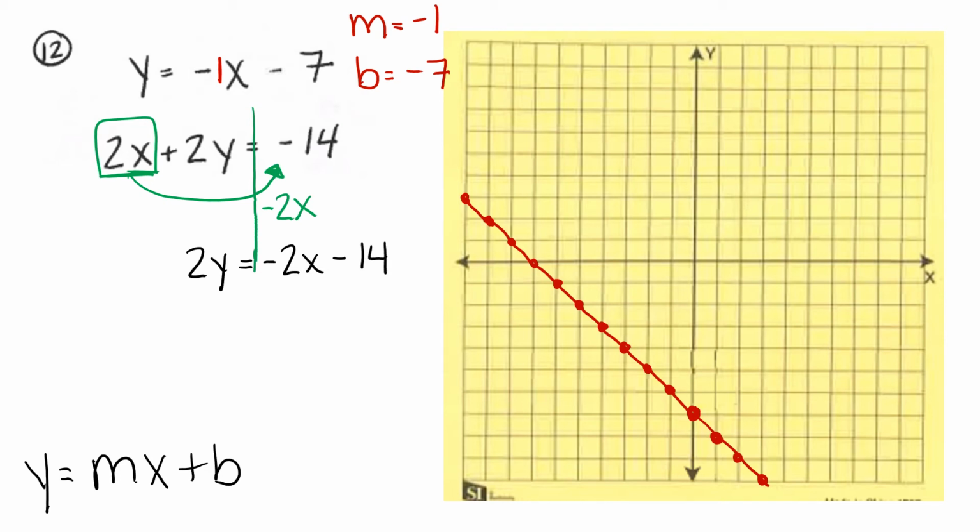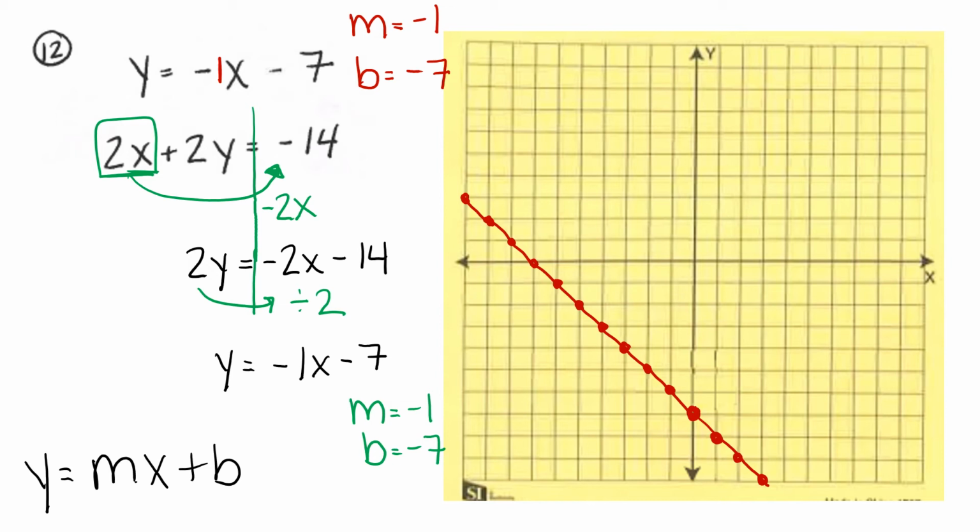Our last step is to make y be by itself because the equation is y equals mx plus b, not 2y equals mx plus b. To get rid of the 2, we divide. 2 divided by 2 would give us 1, so that's a -1x. 14 divided by 2 would give us 7. Once you rewrite the equation, then you can pull out your m value, your -1x, and your b value, your -7. You should notice that the problems match.